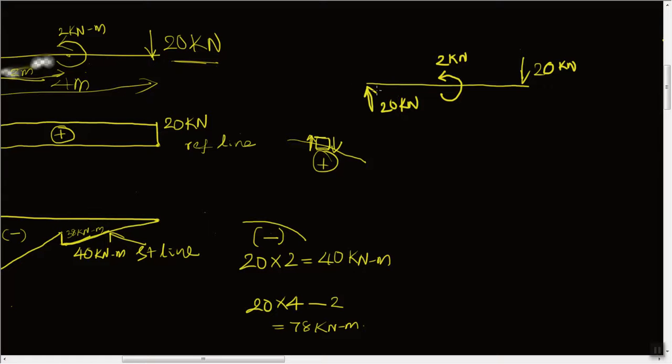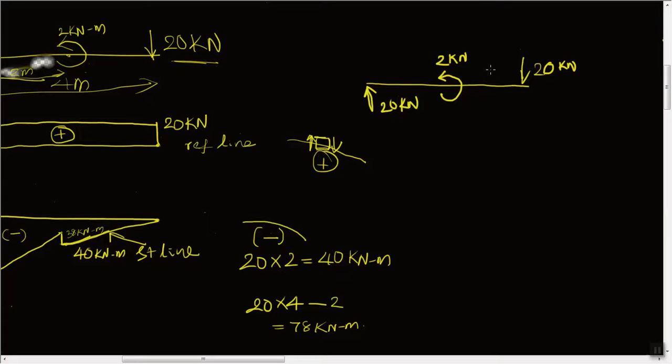Okay, in this case the force is balanced completely. Upward force must be equal to the downward force, that is 20 kilonewton must be equal to the 20 kilonewton here, but the moment is not balanced in this case. If we see the moment at this location at the end, 20 kilonewton into 4, that is 80 kilonewton meter. A clockwise moment is there, and 2 kilonewton meter counterclockwise moment is there.